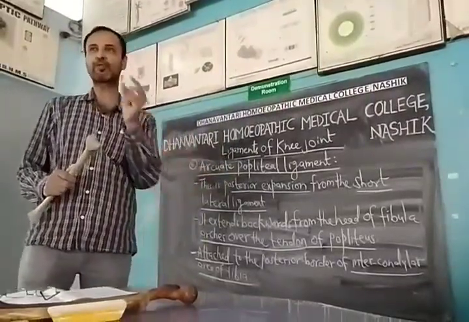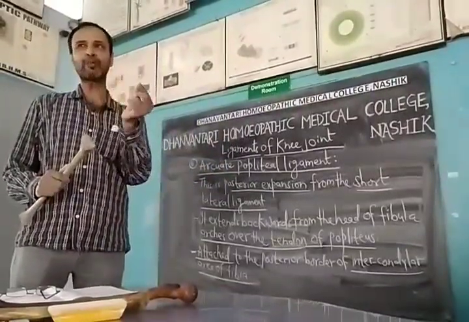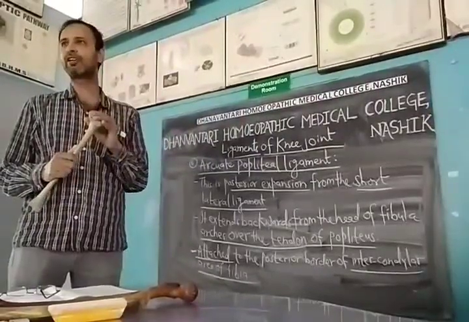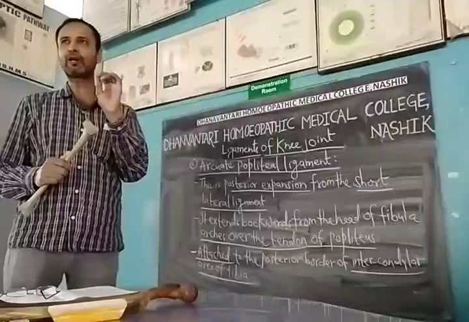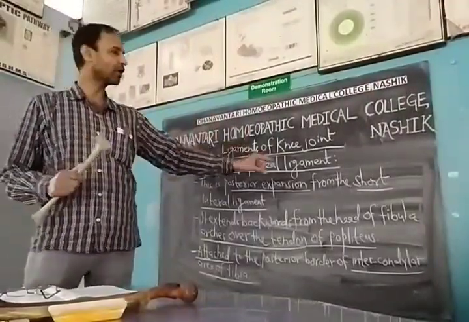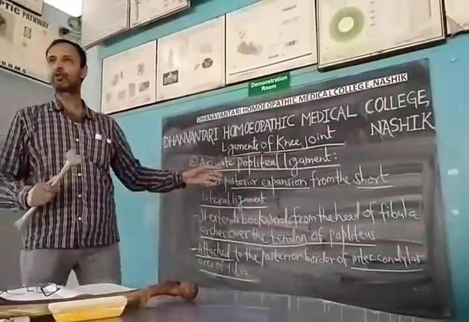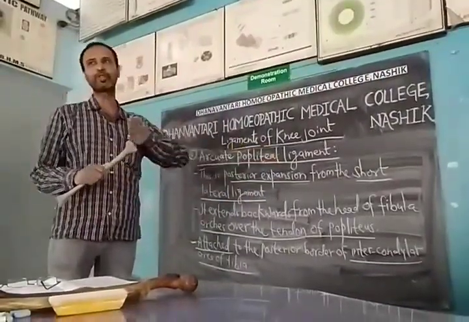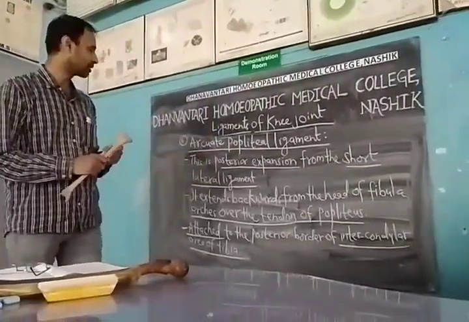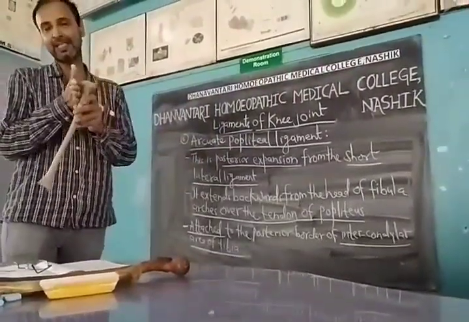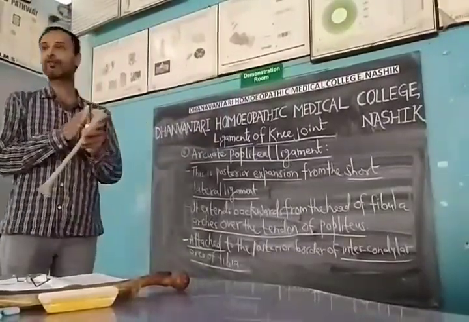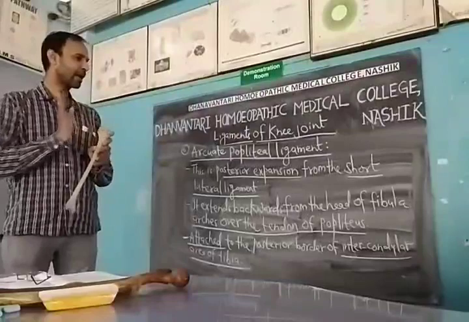The fibrous capsule becomes thickened in the part between the lateral condyle of the femur and the head of the fibula. This part of the capsule becomes thickened, and that is called the short lateral ligament. So this is a posterior expansion of the short lateral ligament, and it extends backward from the head of the fibula.